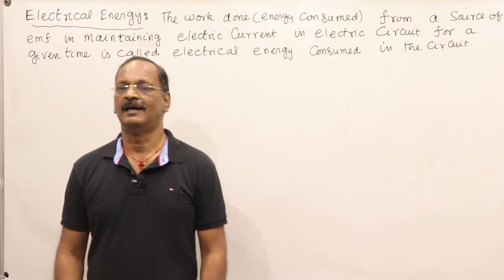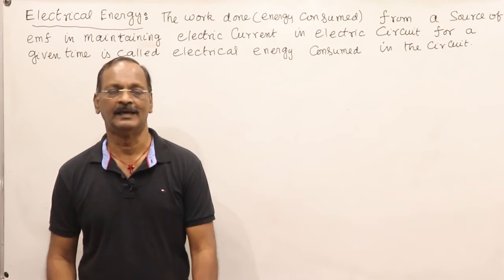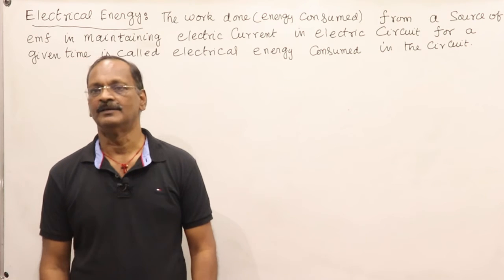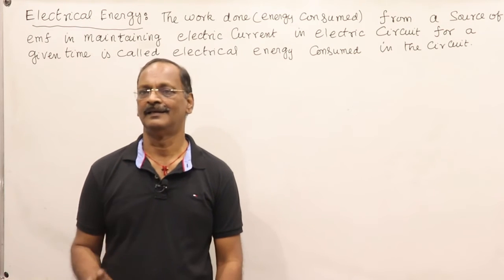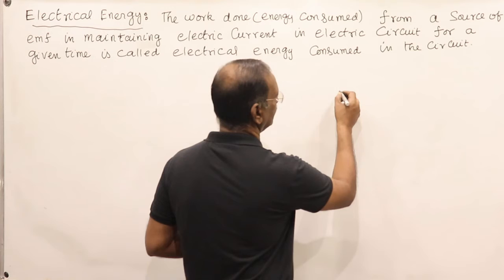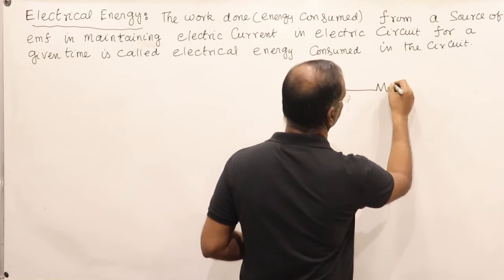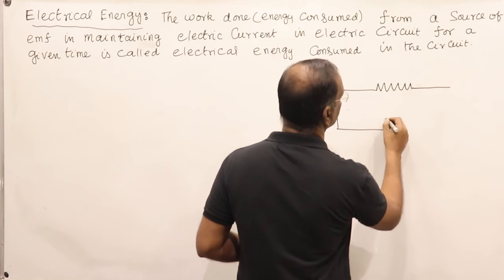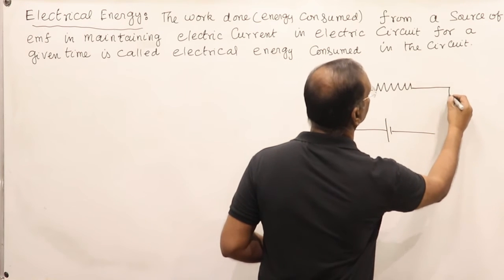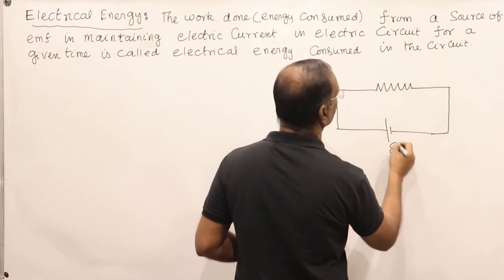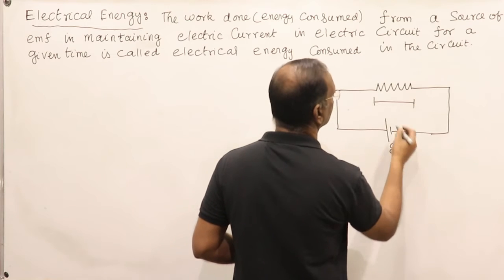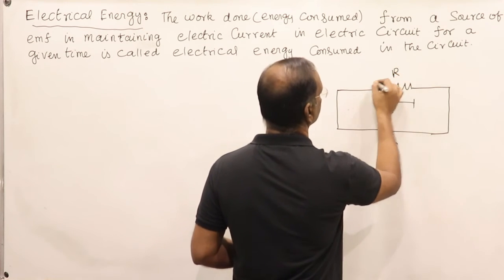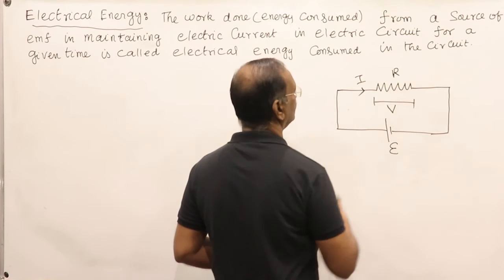Now let us discuss another term, electrical energy. Earlier we defined power and its SI unit. What is electrical energy? We have a circuit having a resistance. This is a conductor. This is the source of EMF, and this source of EMF maintains a potential difference V, and this is the resistance. This is the current flowing in the circuit.